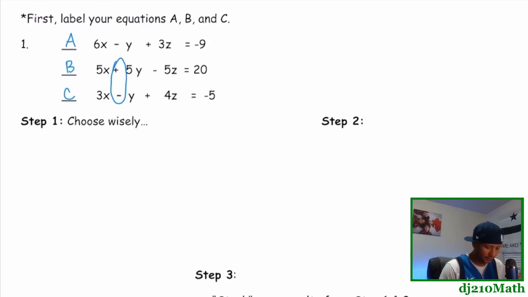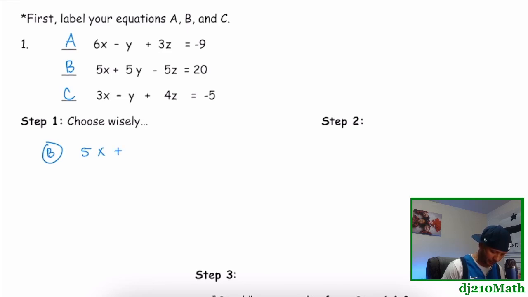Here, the y's, one is positive and one is negative. There's a positive 5y and a negative y. My mind is thinking that I'm going to multiply C by 5 and cancel out the y's. Now, is this correct? I don't know, but this is what I'm going to do. Do you have to write B? No, you don't, but I'm just showing you.